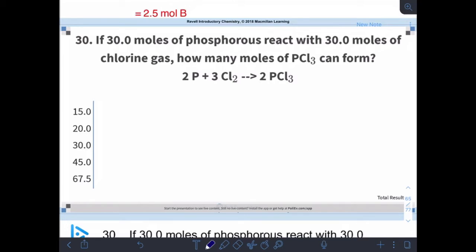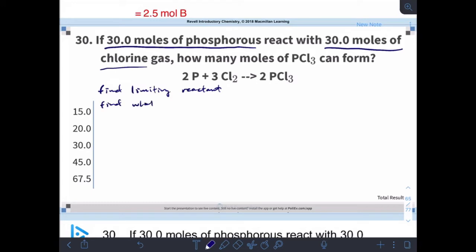So, dissecting the problem. This time we're not specifically asked what's the limiting reactant. But if you're given the amounts of both of your reactants, 30 moles of phosphorus and 30 moles of chlorine, this becomes a limiting reactant problem. So we want to find the limiting reactant, and the way we're going to do that is by finding what gives us less product.